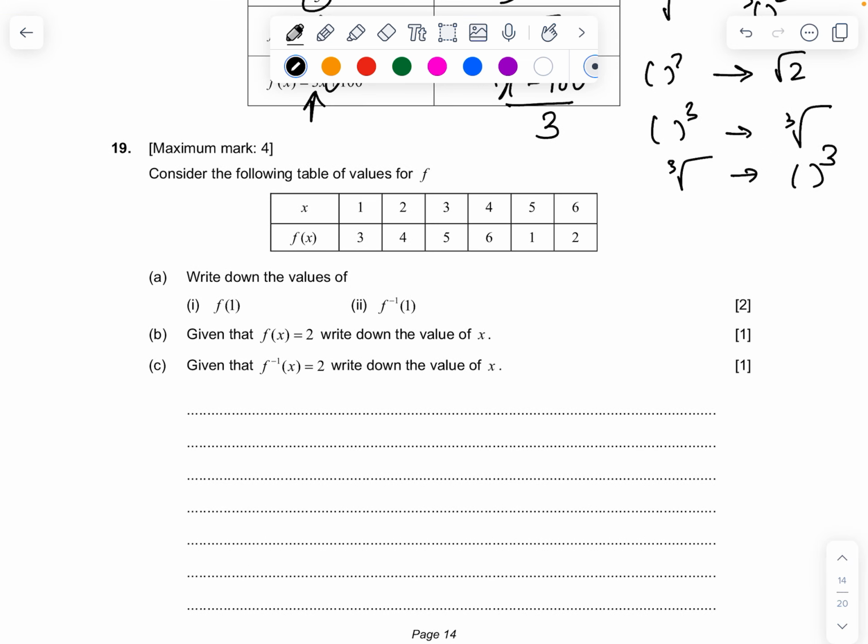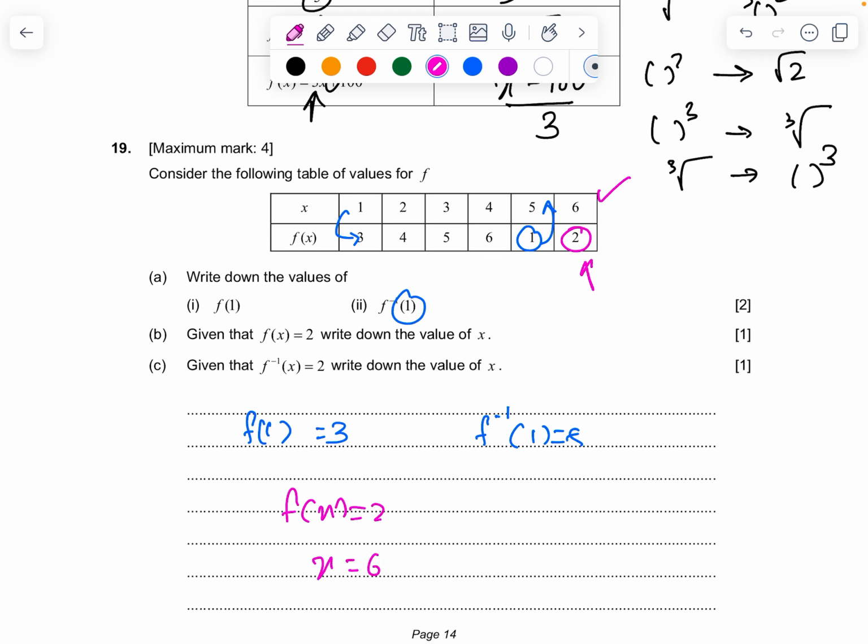F of 1, what is f of 1? F of 1 equals 3. F inverse of 1, when do I get 1? 5. F inverse of 1 equals 5. F of x equals 2. So when do I get 2? At 6. So x equals 6.